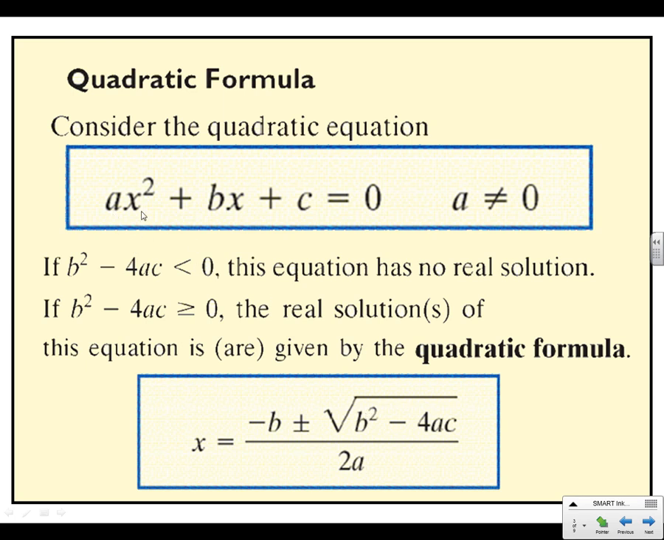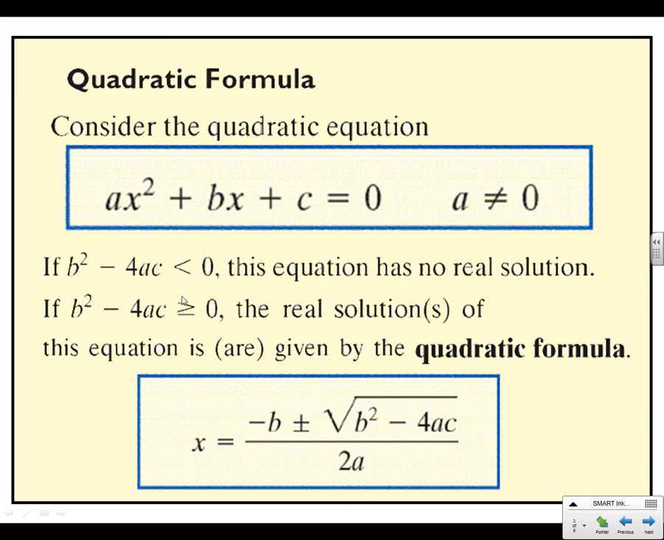If you have ax squared plus bx plus c, where a, b, and c are numbers, those are the coefficients. The quadratic formula is negative b plus or minus the square root of b squared minus 4ac, all over 2a. And I believe some of you know a song that goes along with that.